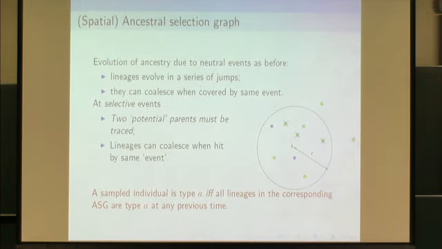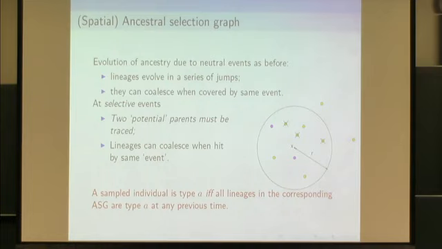But we can make some progress by thinking about the analog of the ancestral selection graph for these spatial populations. So how does the genealogy look backwards in time, or what does the analog of the ancestral selection graph look like? Well, neutral events are exactly as before. Lineages evolve in a series of jumps, and they can coalesce when they're hit by the same event. But now we have to worry about these selective events, and in a selective event, again, a number of lineages can coalesce. So this is the region of the event, which in a selective event, again, the green are ancestral lineages that are covered by this event. And these guys are all offspring of the event.